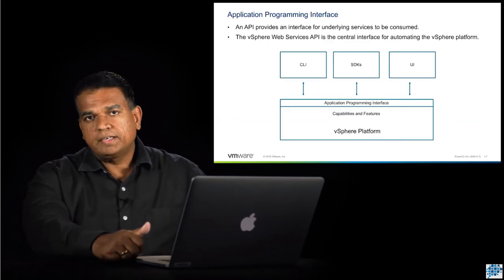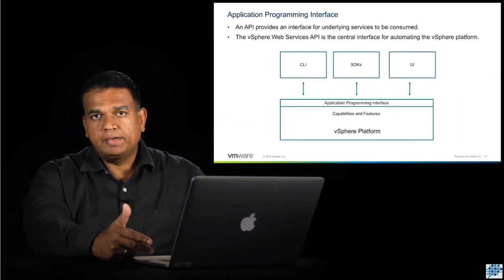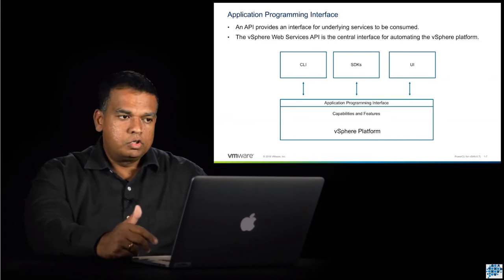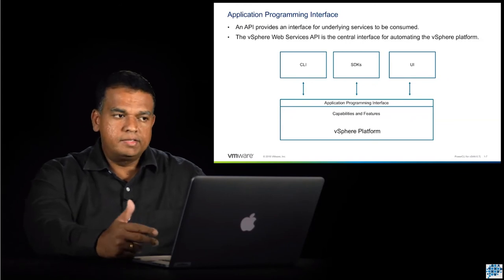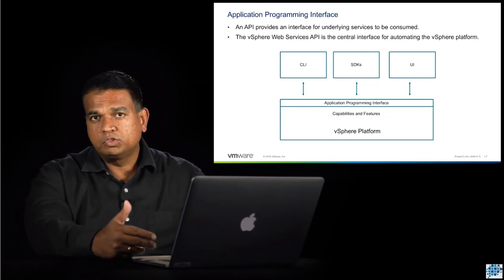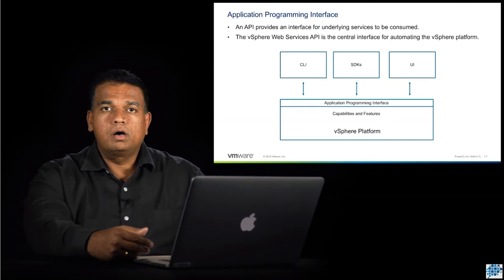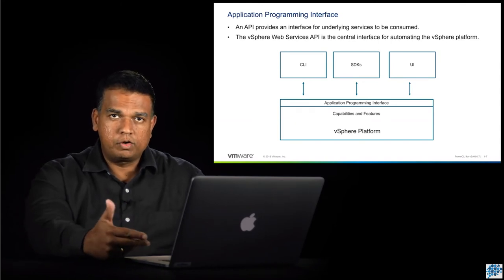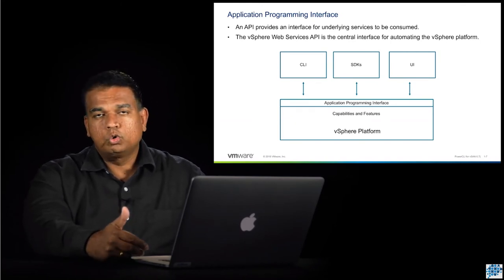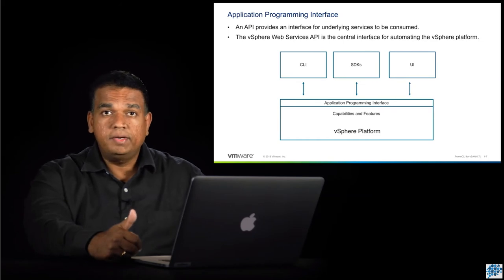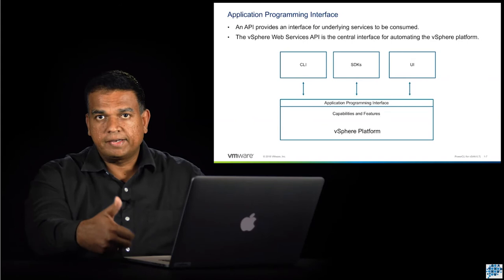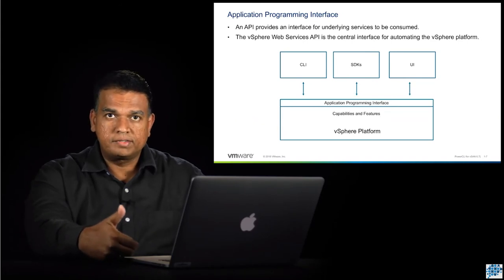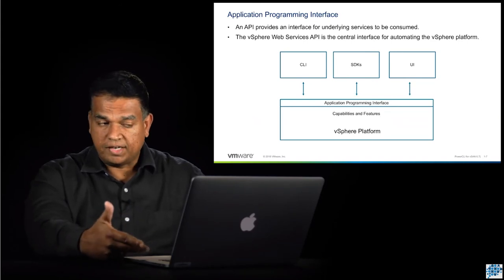So what exactly is an API or an application programming interface? An API is basically, for any kind of software, an interface for consuming the services provided by that piece of software or that piece of code. I like to think of an API as a hook which connects to the underlying software components and helps us perform various tasks.